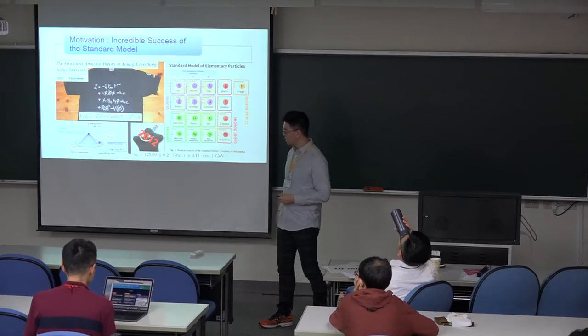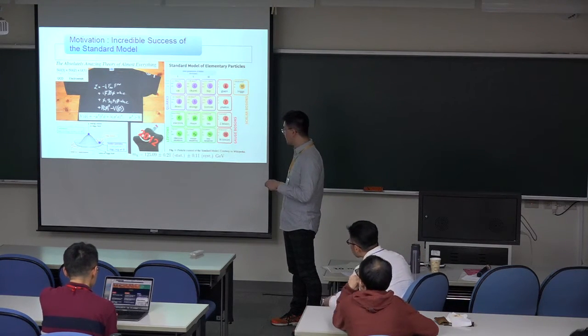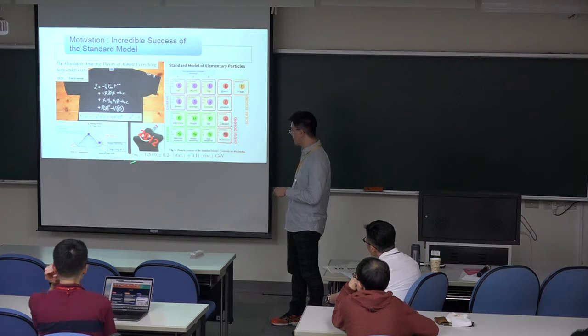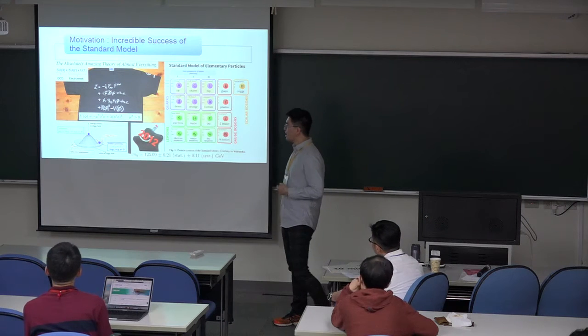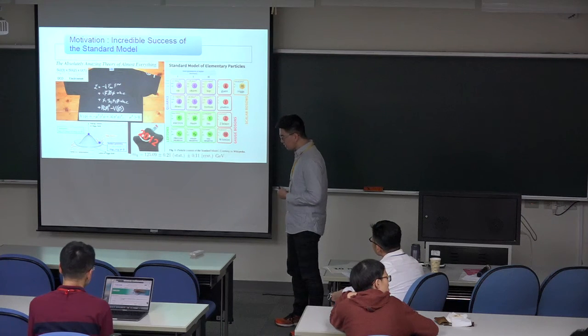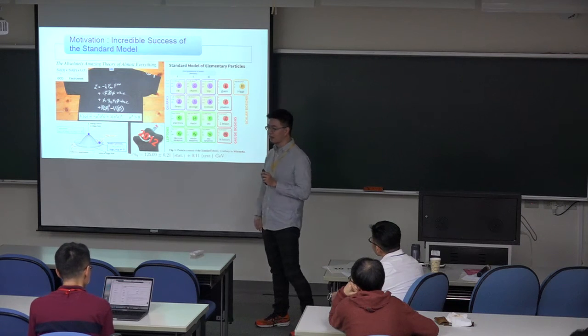Firstly, as we know, the Standard Model is so successful, especially after we discovered the final piece, the Higgs boson, with a mass of 125 GeV. But this is not the end of the research, because we believe there is some new physics beyond the Standard Model.